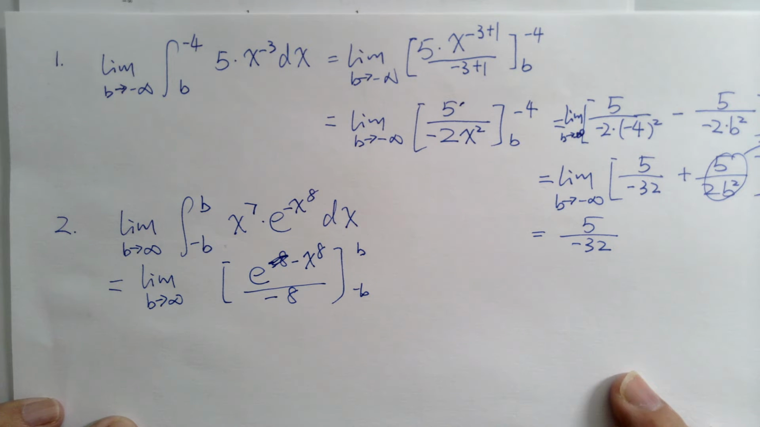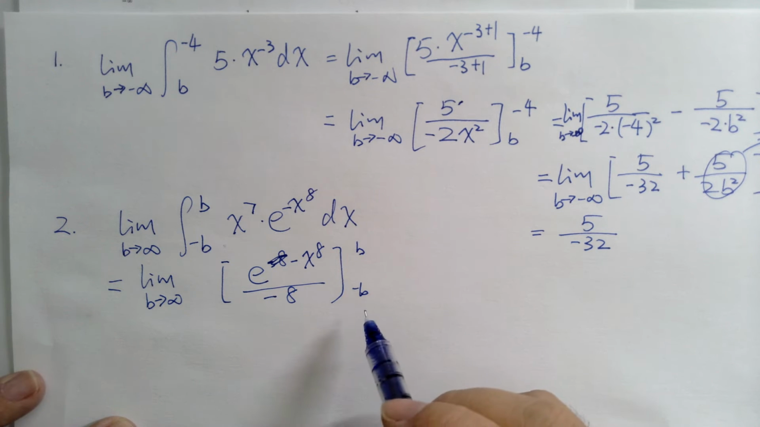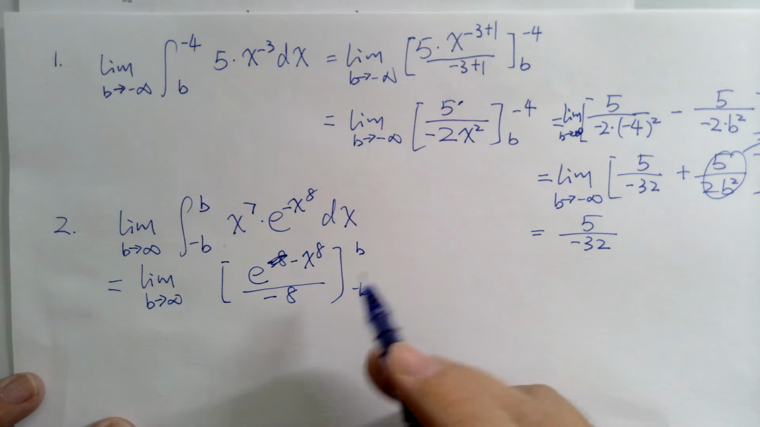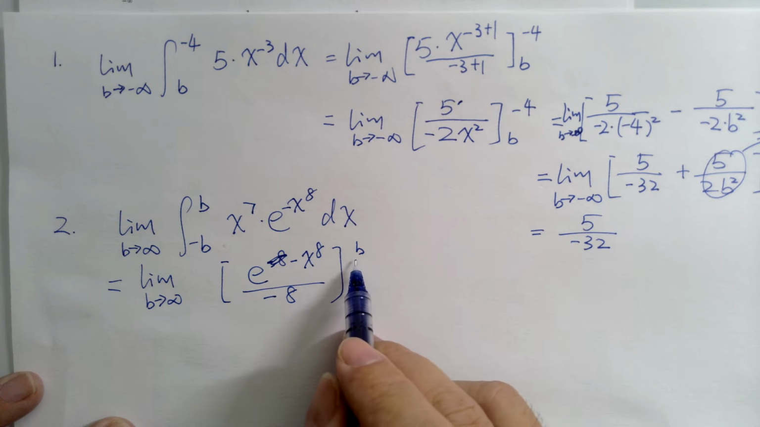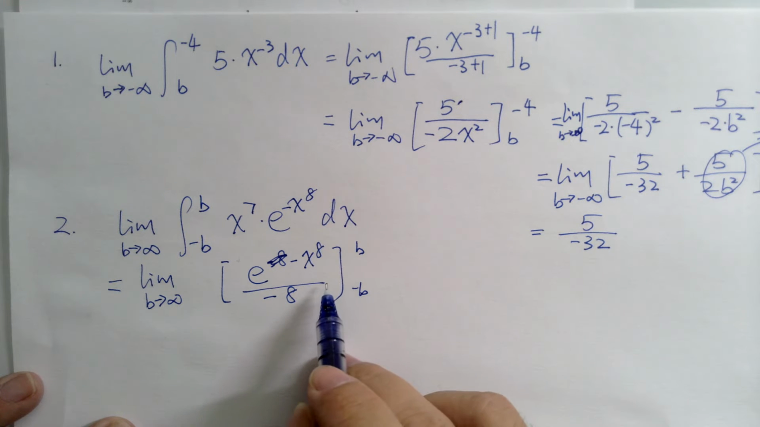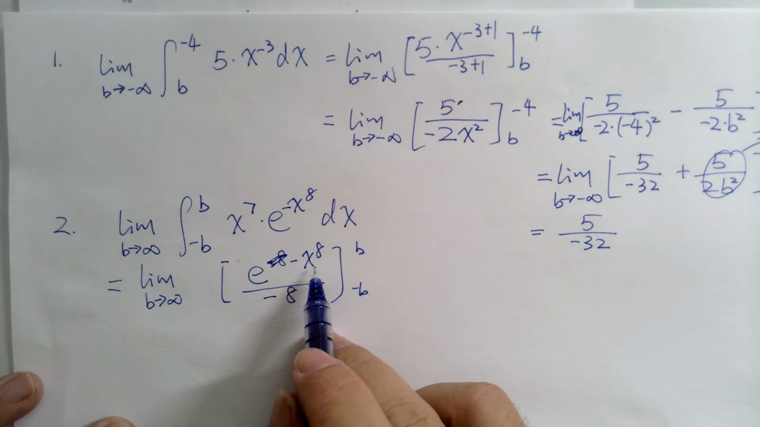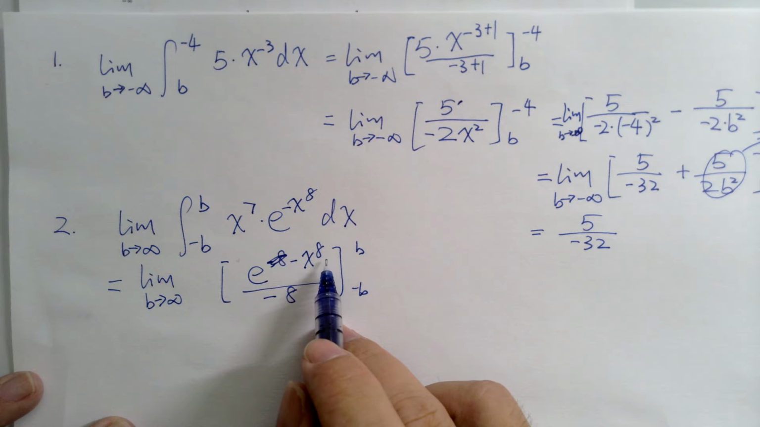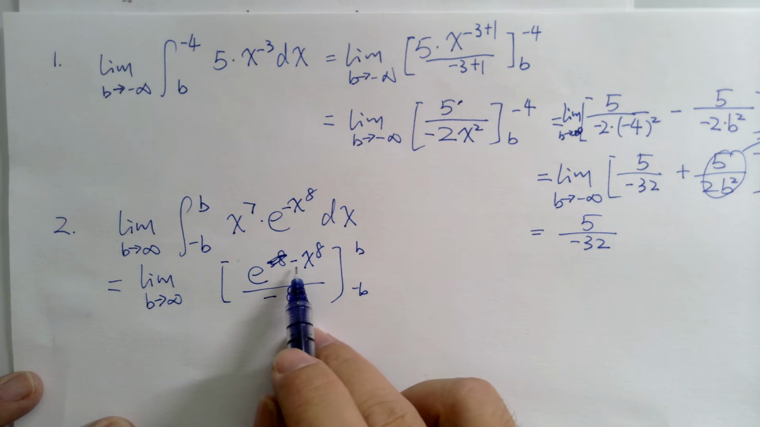Let's see, how do we handle this? In fact, we don't even need to check this part, right? Because if you plug in b or negative b here, do you realize that you're always going to have b to the power of 8? Of course, there is a negative.